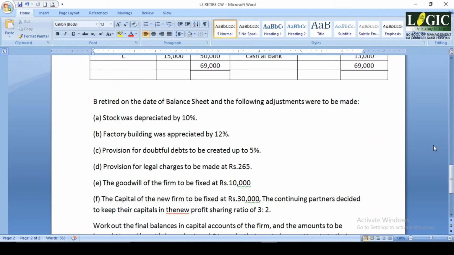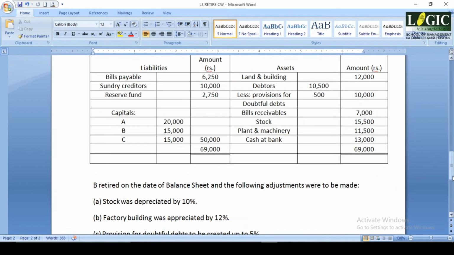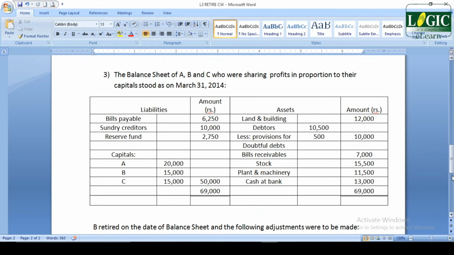Capital of the new firm is to be fixed at 30,000. The continuing partners decided to keep their capitals in the new profit sharing ratio of 3:2. Work out the final balances in the capital accounts of the firm and the amounts to be brought in and or withdrawn by A and C to make their capital proportionate to their new profit sharing ratio. So like the earlier case, here after incorporating everything you will have to do capital adjustment. Mind it, capital adjustment is to be done only for the continuing partner.